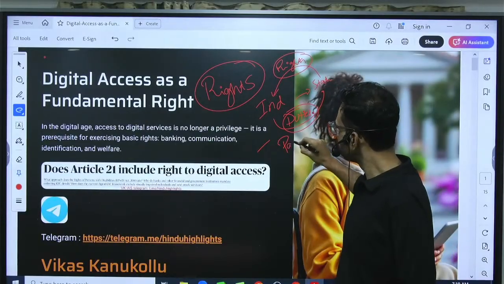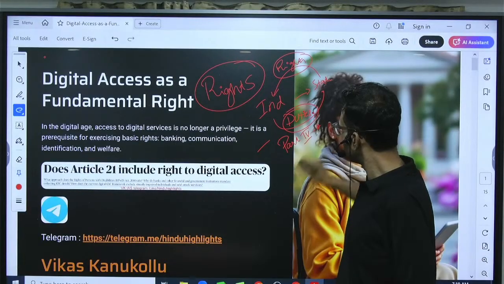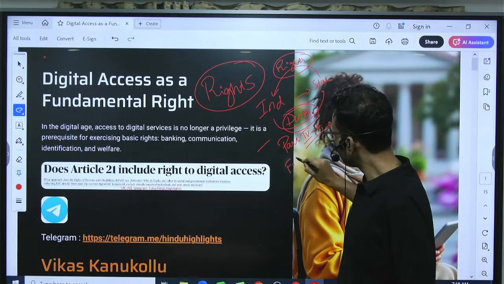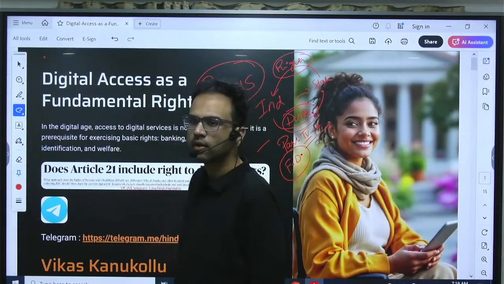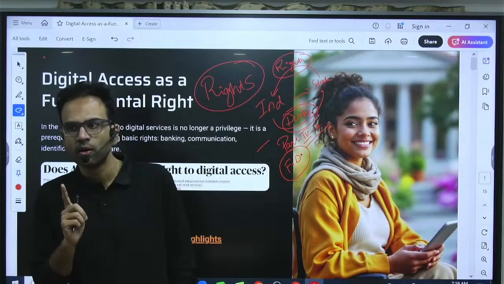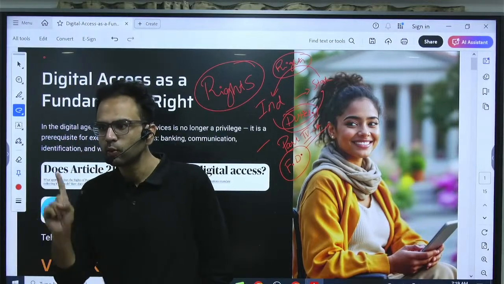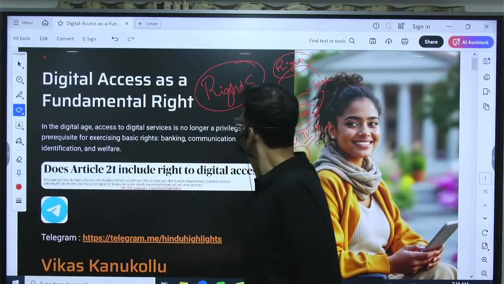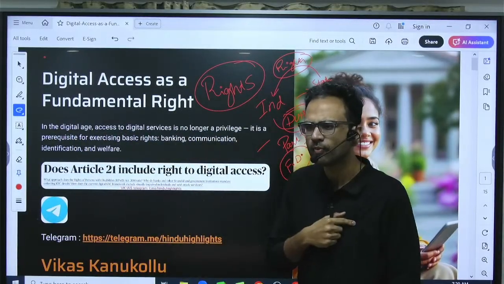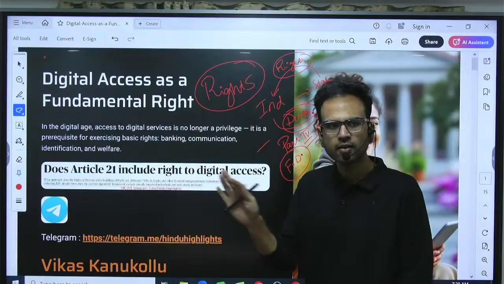Part IV, fundamental duties. Okay. A prerequisite to understand this concept of rights is to understand this social contract. Clear till now?